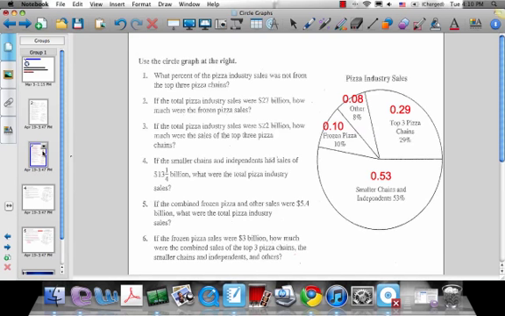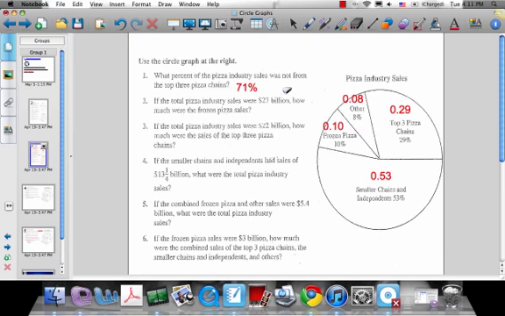In the meantime, I'm going to walk you through these step by step, and I want you to pay attention because this example and the next example are a little bit different from one another. So, my first question says, what percent of the pizza industry sales were not from the top 3 pizza chains? Well, that's a subtraction problem. In every single circle graph, the percents need to add up to 100 every time. If the top 3 pizza chains are 29%, then all the other ones are 71, because 71 and 29 add up to 100.